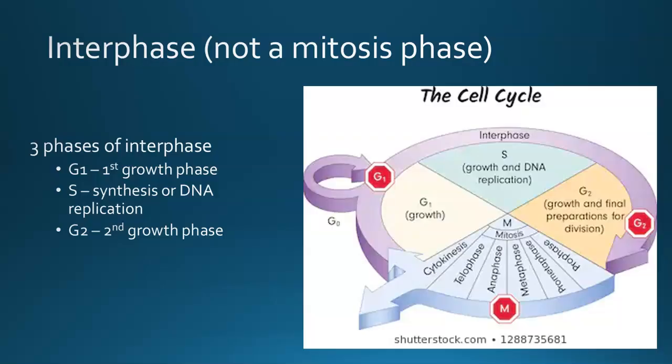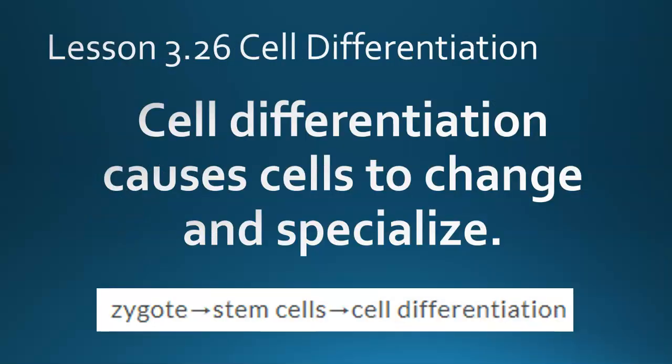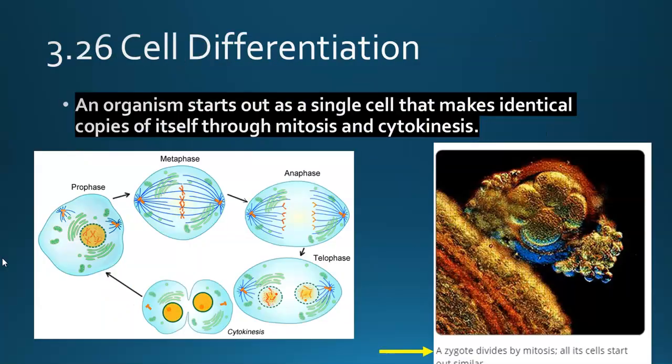We're going to talk first about cell differentiation. This goes with lesson 326. Cell differentiation causes cells to change and specialize. An organism starts out as a single cell that makes identical copies of itself through mitosis and cytokinesis.